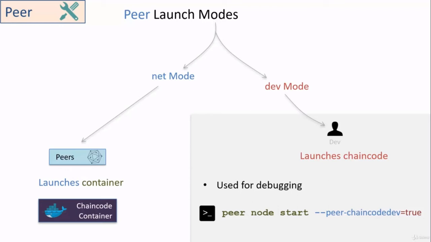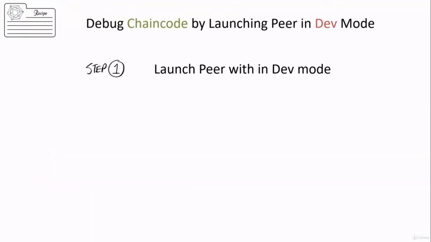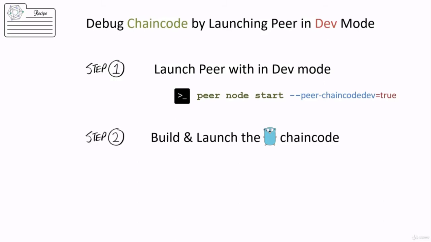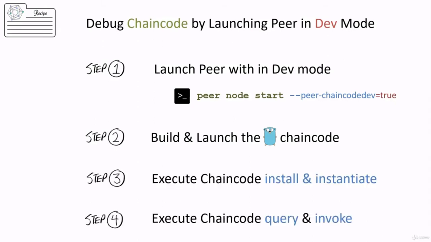In this recipe, you will learn how to launch the peer in dev mode and use it for debugging purposes. There are 4 steps in this walkthrough. In step number 1, we launch the peer in the dev mode by using the flag --peer-chaincode-dev equal to true. Step 2 will build and launch the Go chain code. Step number 3 will install and instantiate the chain code, and in step number 4 we'll execute chain code query and invoke to test the setup.